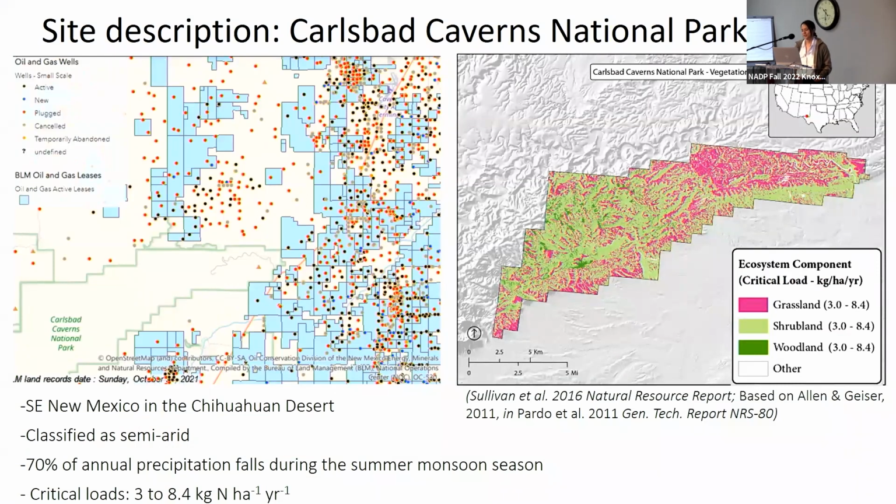So this is just a brief site description of the cave. Like I said, there is a very large oil and gas presence. To the left, you'll see all of the active new wells. The park is located in the southeastern region of New Mexico in the Chihuahuan Desert. It's classified as semi-arid. Most of its rainfall falls during the North American monsoon season, and the critical loads for vegetation were estimated to be from 3 to 8.4 kilograms of nitrogen per hectare per year.